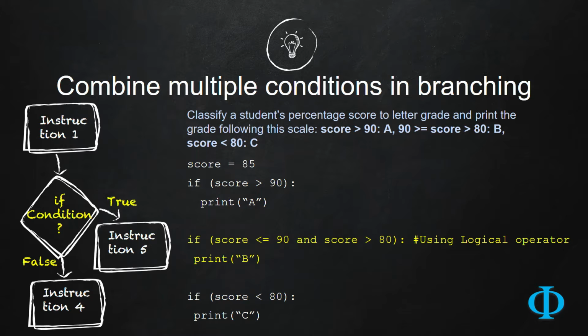Sometimes it is required to combine multiple different conditions together while branching, that is, while selecting which lines of code you want to execute. That is in an if-else statement. This is just like the real world scenario.